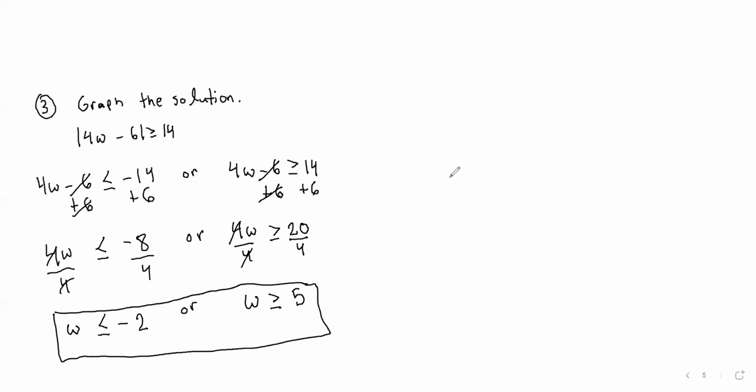And now the remaining part is to graph. So we make the number line. We mark the points minus 2 and 5 on the line. So minus 2 is going to be somewhere over here, for example. 5 is going to have to be to the right. Since it's less than or equal and greater than or equal, we must place a dot at these points instead of an open circle. So I'm placing a dot at minus 2 and 5.